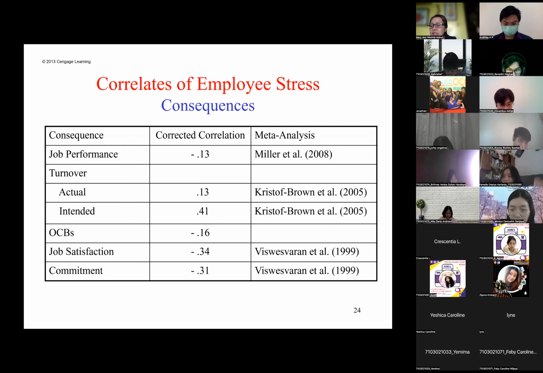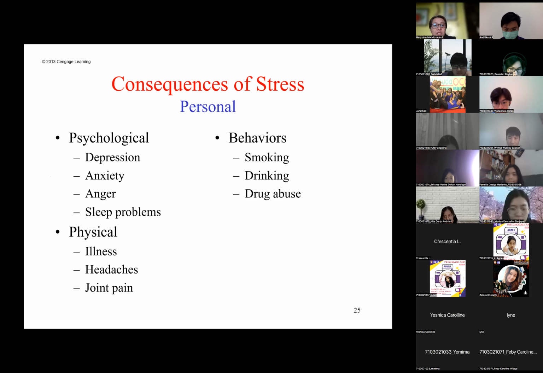Again, let's take a look at the studies associating employee stress with job performance, turnover, job satisfaction and commitment. This is compiled by Cengage Learning 2013. With a moderate correlation, you can see here that intentional turnover is linked with employee stress. One of the studies also points to a negative correlation between job satisfaction and stress, such that the more dissatisfied the employee is with his or her job, the more stress he or she experiences. The lower the job performance, the higher the stress. The less committed the employee is with his or her job, the more stress he or she will experience.